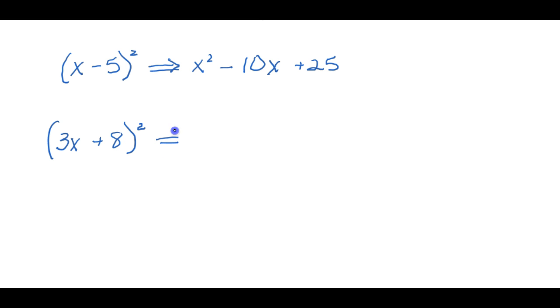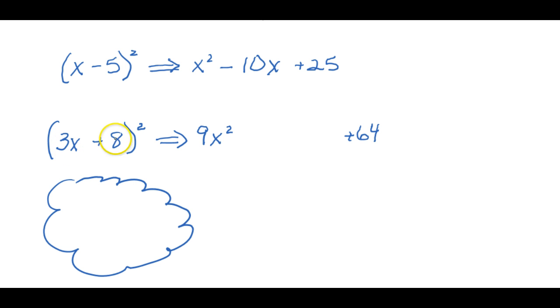Hopefully you paused and tried that on your own. First term is going to be 3x squared, which is 9x squared. Last term, 64. The part that's tricky, and by the way, 64 is 8 squared. The part that's tough is you have to think about, okay, 3x times 8, which is 24x. Okay, but then you have to double that, so times 2, and that's going to give you 48x, and it's positive, so there's your middle term.